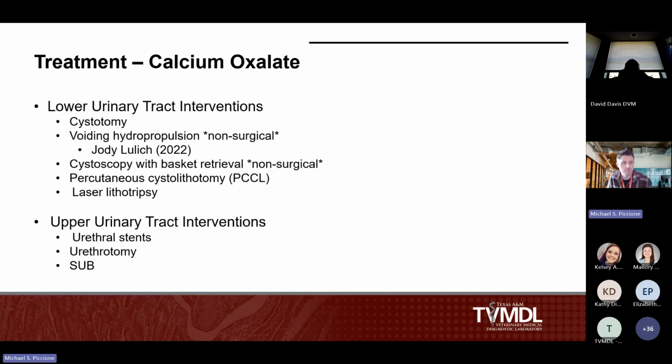Next up, we have treatment for calcium oxalates. Unfortunately, you do not see me start off this slide with medical dissolution. That's because with calcium oxalate, that's not going to be something that you're going to have available to you. Surgery is typically going to be your go-to with these patients.